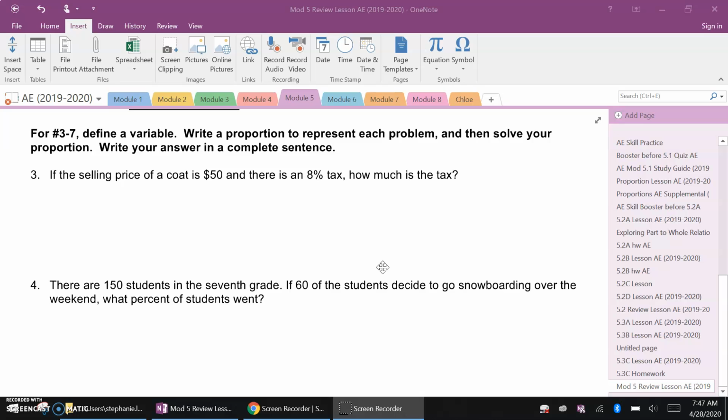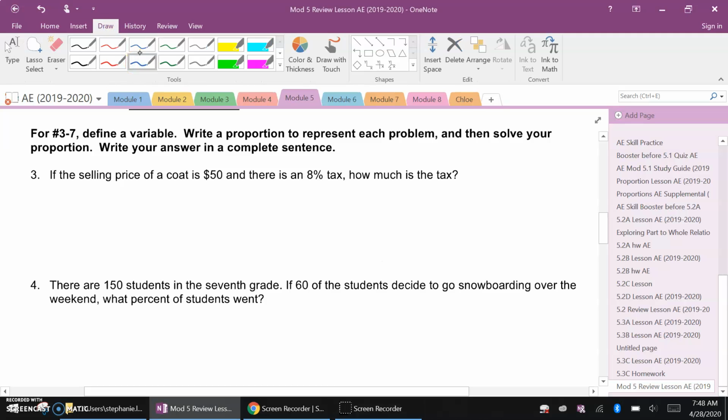Today's going to be the Mod 5 review, and then you're going to have a little Mod 5 quiz on Thursday. On Thursday, you're able to either take it digitally, or if you're more comfortable doing it on paper, you can do it on paper. If you want to do both and I take the higher score of the two, that's totally fine as well.